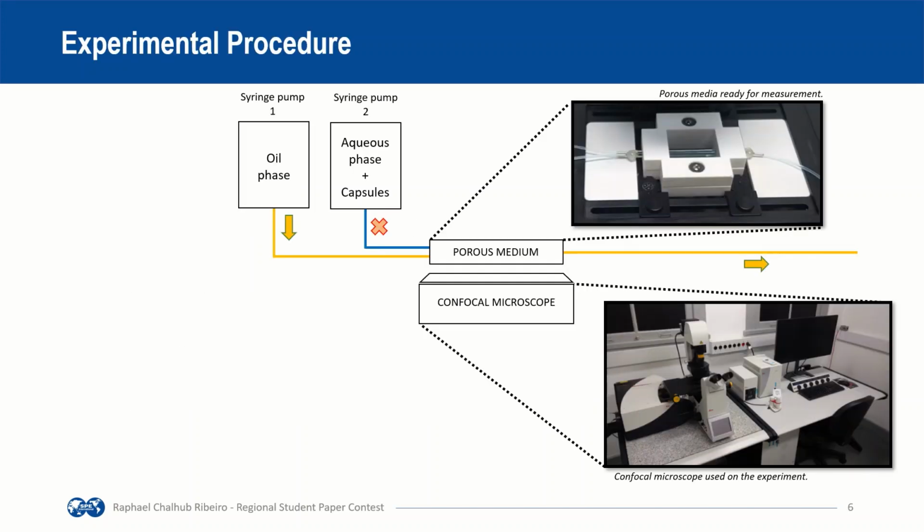Now we should consider the review of the experimental procedure. The experimental setup is composed of 2 syringe pumps, the porous medium, and the confocal microscope. The first step involves the oil saturation of the porous medium using syringe pump 1. Then we change the syringe in pump 1 and start injecting the aqueous phase. After the injection of 10 porous volumes, no more oil is produced. At this point, we inject the aqueous phase with the suspension of microcapsules from pump 2.